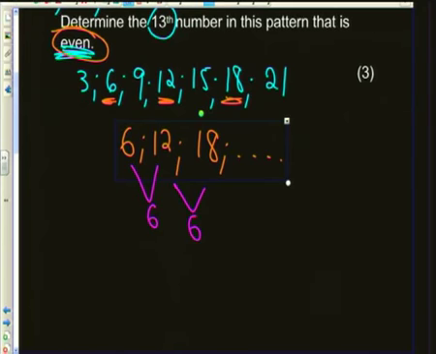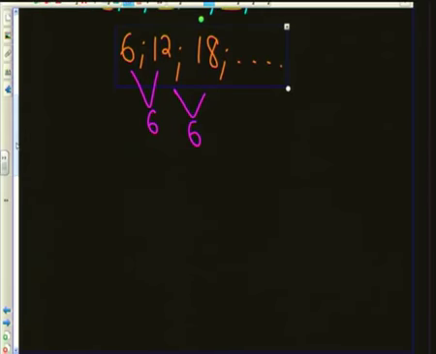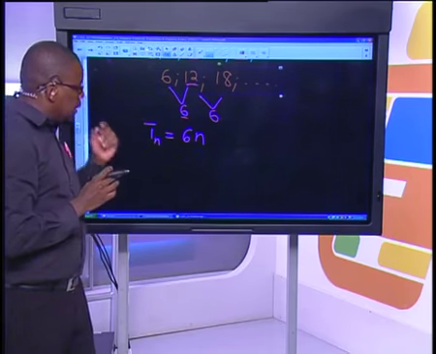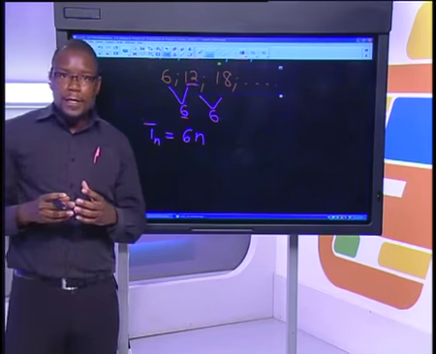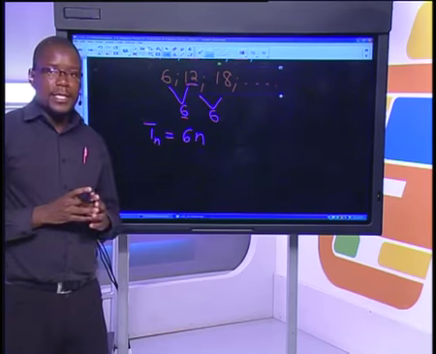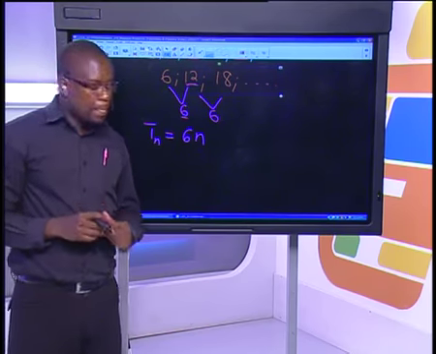Now, as we were saying, you've got your Tn equals 6n, because I've got that 6. Now I want to check the first term. If I sub in 1 here, I get 6. Sub in 2, I get 12. Sub in 3, I've got 18. So the formula to find the terms of this even sequence is 6n.